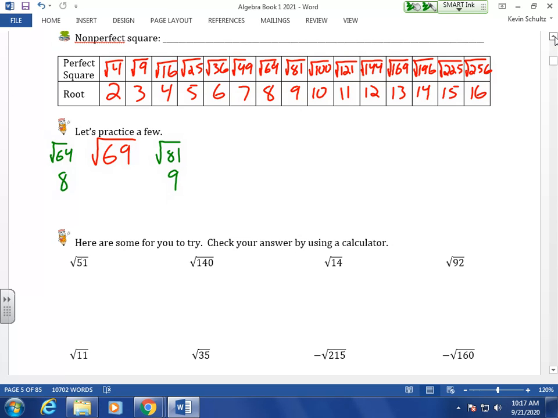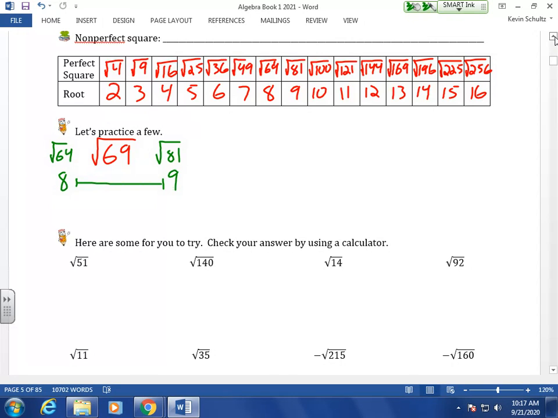Because if its value was 8, then its root would be 64. If its value was 9, its root would be 81. But it's in between there. So we know it's going to fall somewhere in this range here. And now we look at, is 69 closer to 64 or closer to 81? 81. No, 64. It's closer to 64.